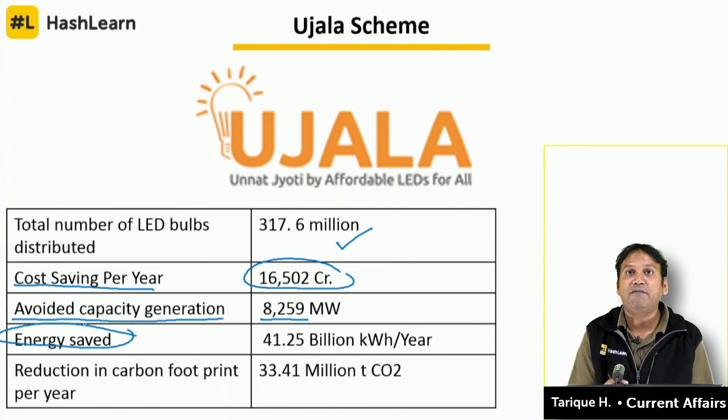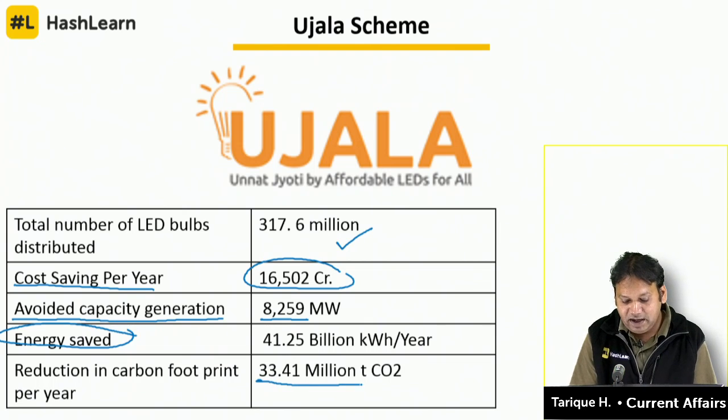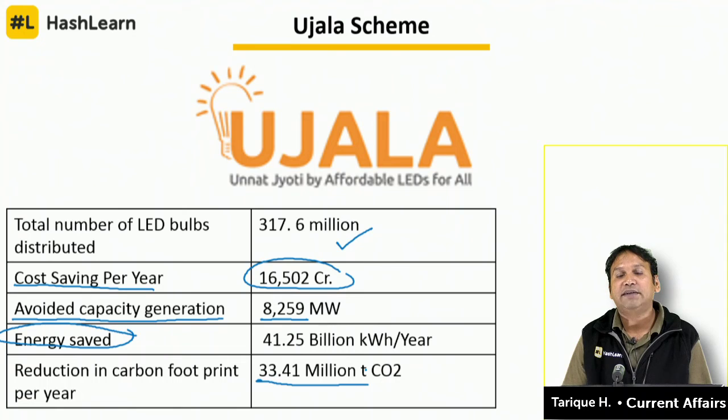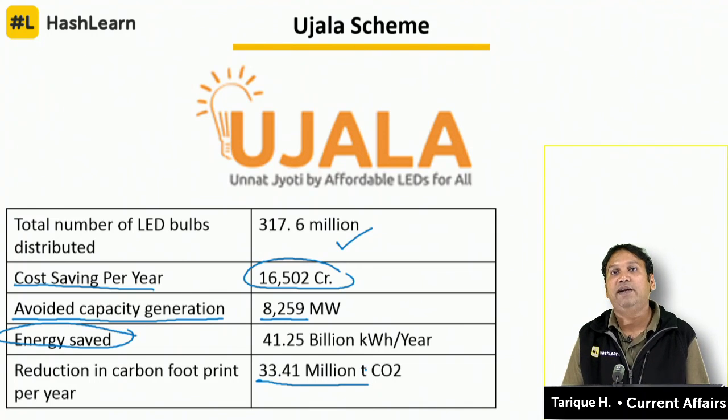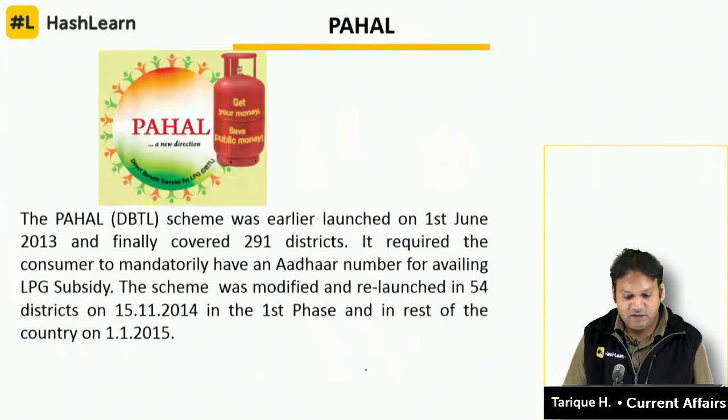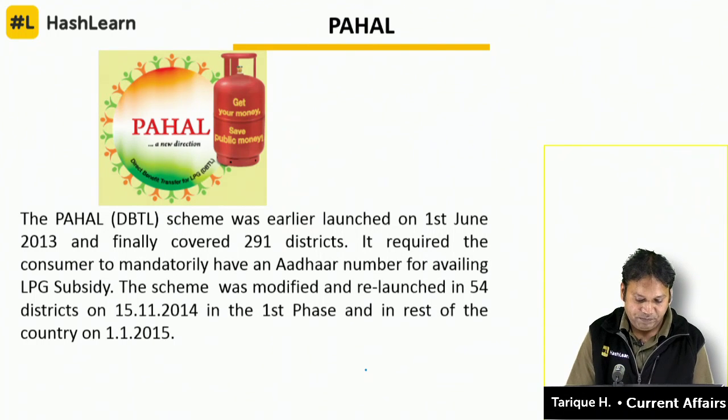And reduction in carbon footprint, you see here, 33.41 million tons of carbon dioxide have been saved because of the Ujala scheme. It's got miles to go in the scheme. We make sure that every home in India, every street lamp, every office, every building only has LED bulbs. And the amount of power we can save because of that is phenomenal. And then there's the PAHAL scheme, as I told you, the direct benefit transfer scheme for transferring the subsidy of LPG cylinders is called PAHAL, right? That is what the PAHAL scheme is about.